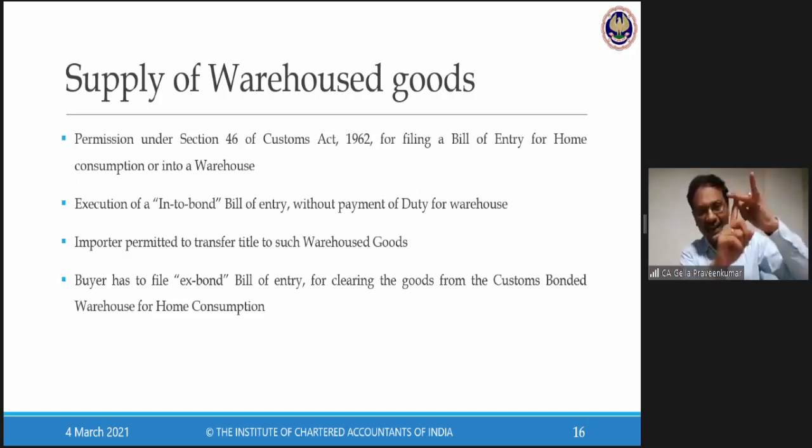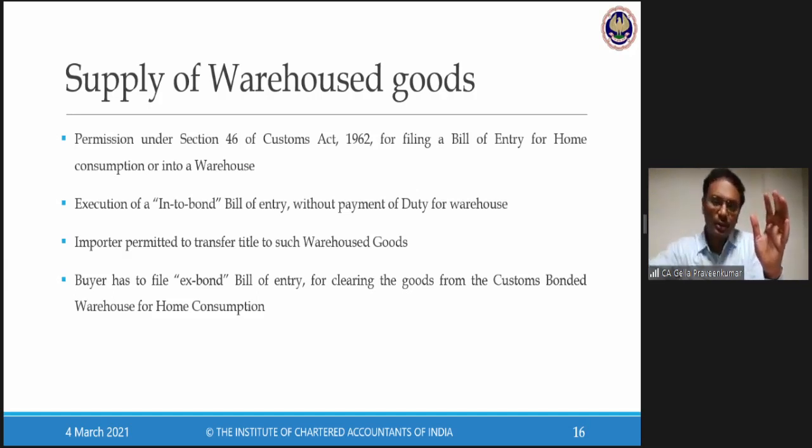Steel, scrap of steel, crude. There are a couple of products which are very price sensitive. If there is a rise in my currency, there is a high value which I'm going to fetch. Reason: I have to pay in dollars, I have to receive in dollars. Now, what is this concept? Goods which are kept in a customs bonded warehouse, before they are actually cleared for home consumption, I can make a supply of those goods.